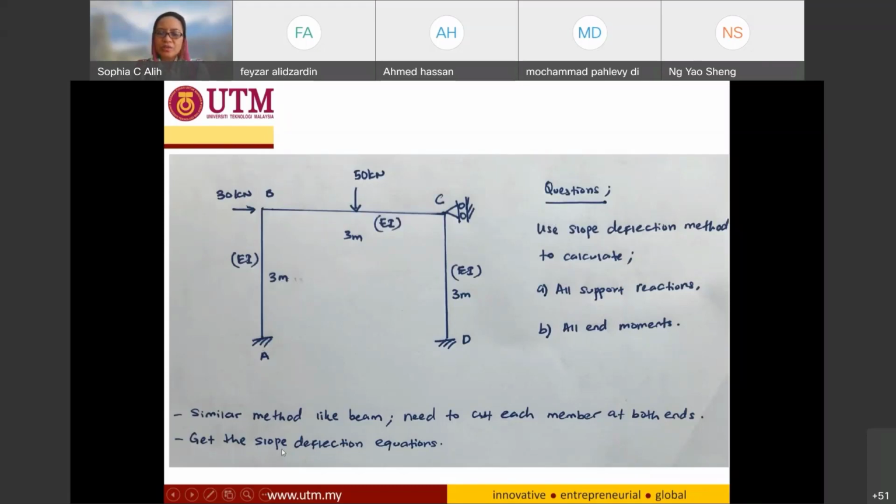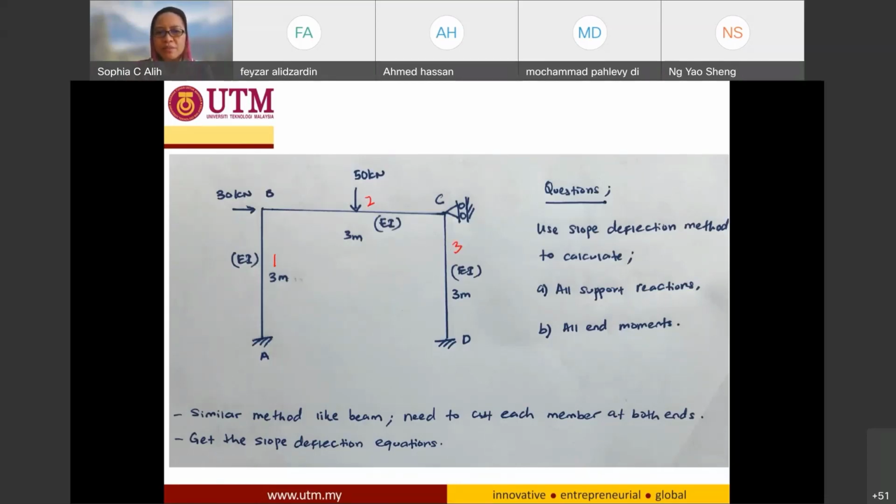And as I mentioned also, this slope deflection method is similar for the frame and the beam. And the first thing that you have to do is cut your member at both ends to get the slope deflection equation. So if I have this frame, then I will have three members, right? So I have one member, AB, the second member BC, and the third member CD.